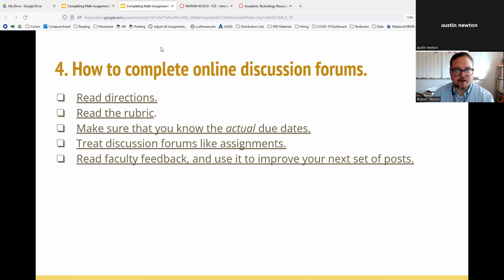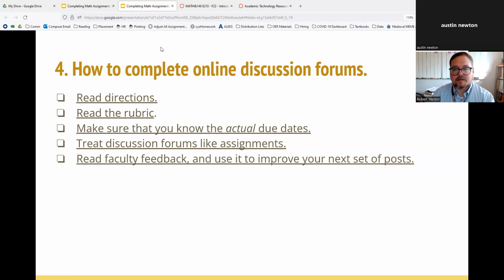But you have to read the directions. It's the only way to really know. Treat your discussion forums like assignments. Yes, you're talking to other students most of the time, but it's something you will be graded on for a lot of your classes. You really need to treat them seriously and with the appropriate attention.